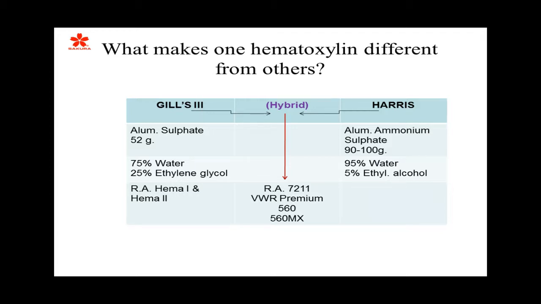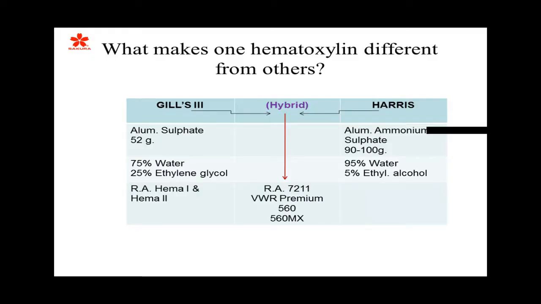If we look on the far right of this, you see Harris's. The main difference is you see aluminum ammonium sulfate, a very high concentration of that, and a much higher concentration of water. Water will cause these aluminum salts to precipitate out. This is one of the primary reasons that you have oxidation and precipitation and why we have to filter this each and every day. This is why you see the metallic sheen on the top.